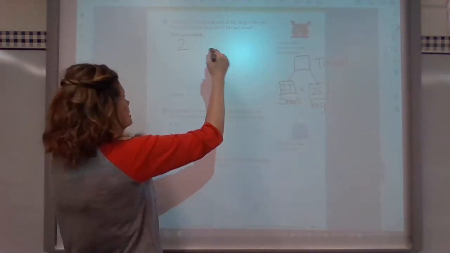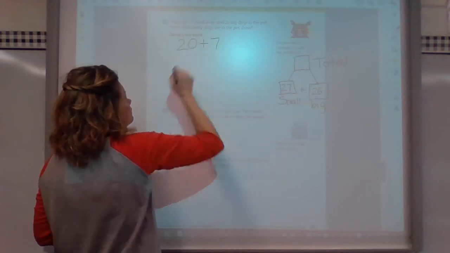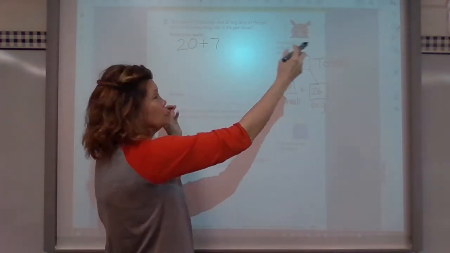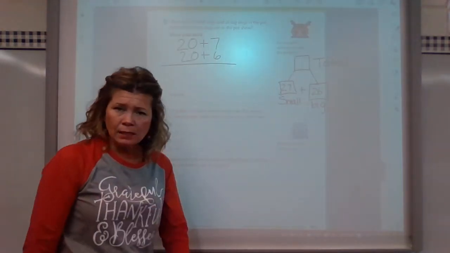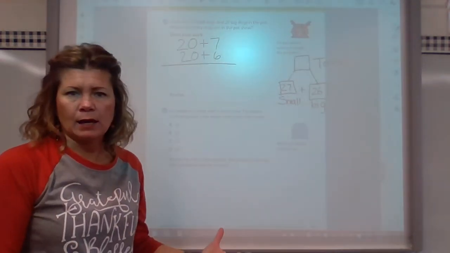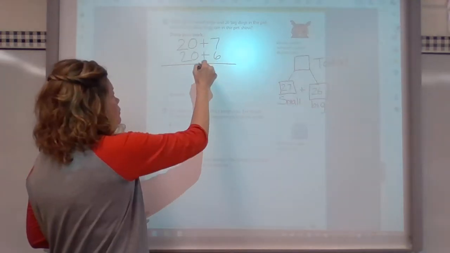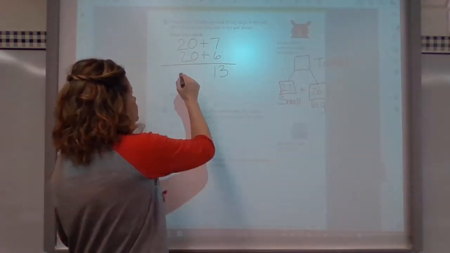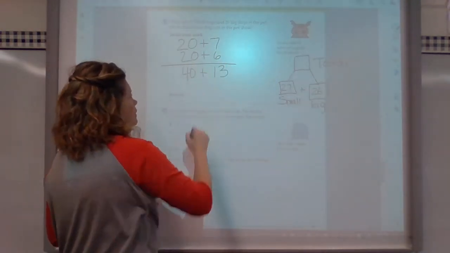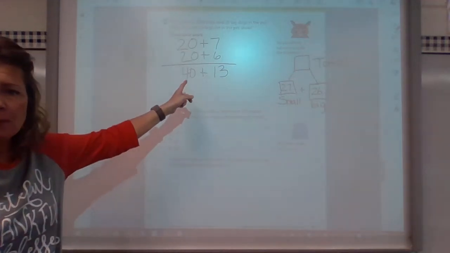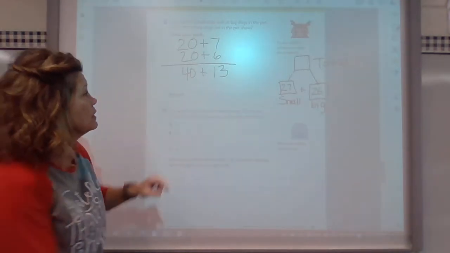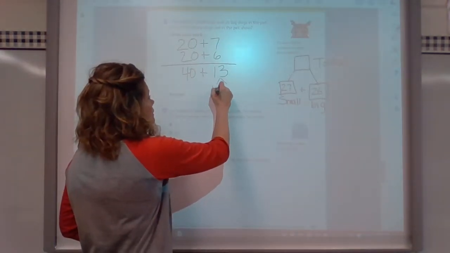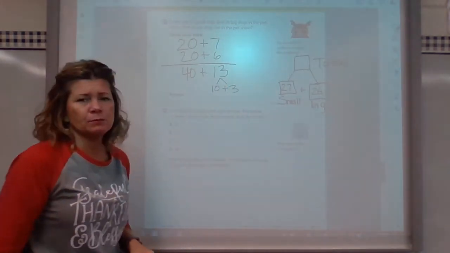If I pull 27 apart, it's the same as 20 plus 7. If I take 26 and pull it apart, it's the same as 20 plus 6. Since we're adding, we don't need to trade anything. Okay, we're just going to add. 7 plus 6 is 13, and 20 plus 20 is 40. Now I'm going to add my 10s and my 1s together. This is actually the same as 10 plus 3. If I were to break that apart, 13 is the same as 10 plus 3.